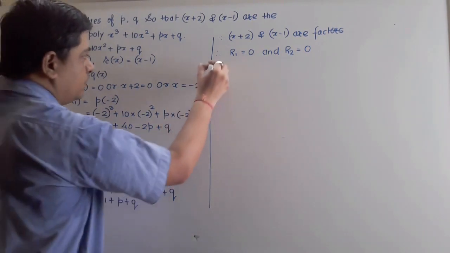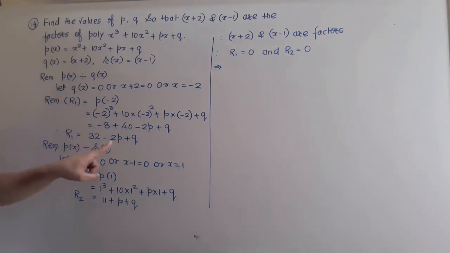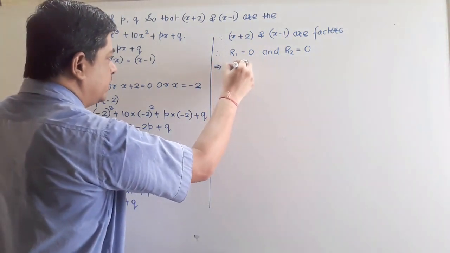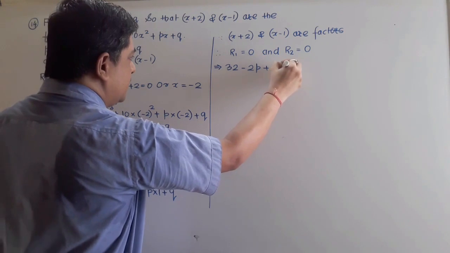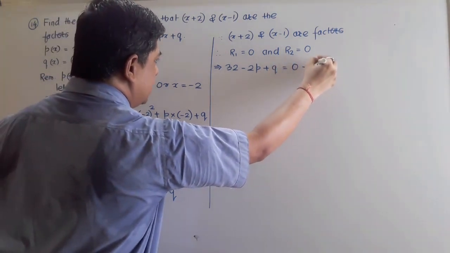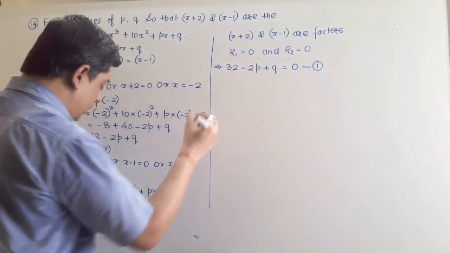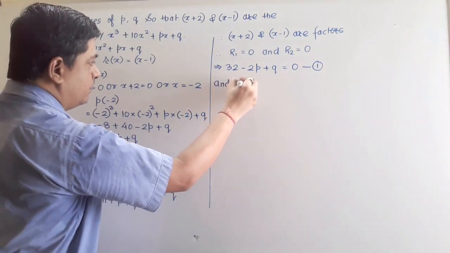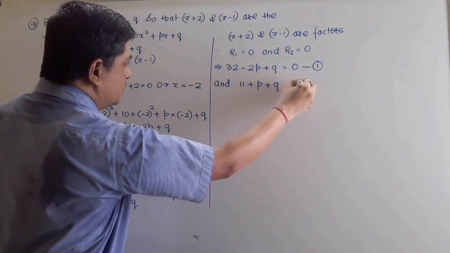So now put up the value of r1. What is the value of r1 I have? 32 minus 2p plus q. So that value now I will put here: 32 minus 2p plus q will be equal to 0. This is my equation number 1. Now similarly put up the value of r2. So the value of r2 we have 11 plus p plus q will be equal to 0.